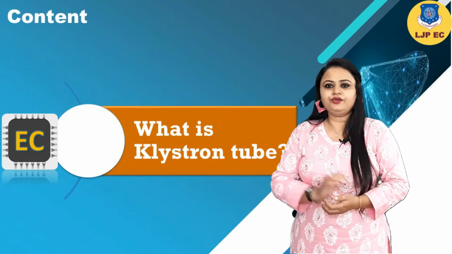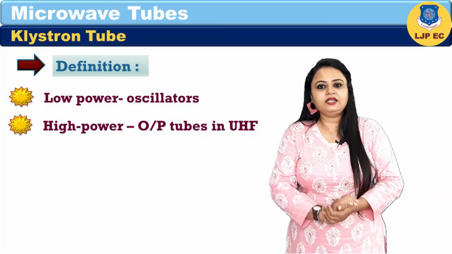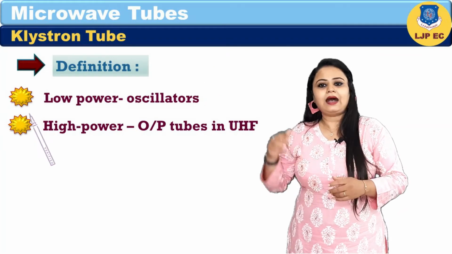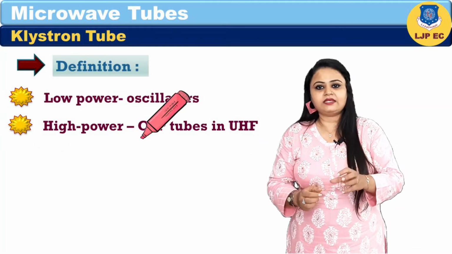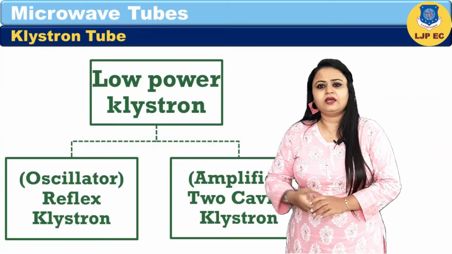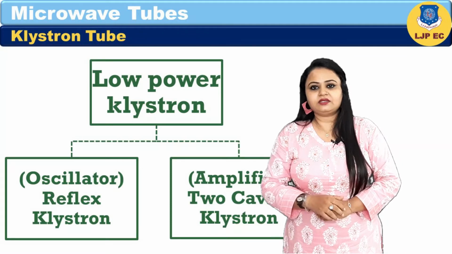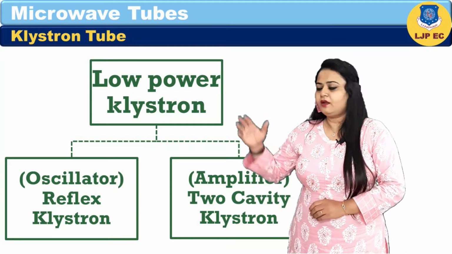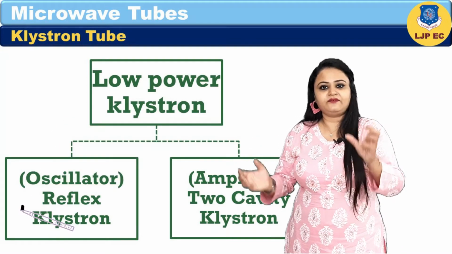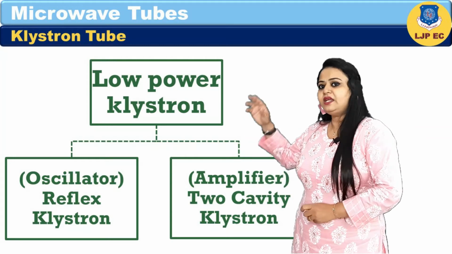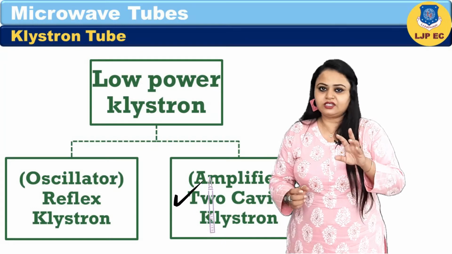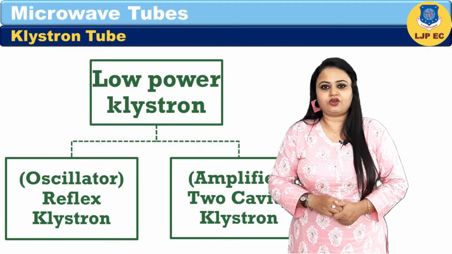Generally, low power klystrons are used as oscillators and high power klystrons are used as output tubes in the UHF frequency range. There are two configurations for low powered klystron. One is the low power microwave oscillator, known as reflex klystron, and the second is the low power microwave amplifier, which is known as two cavity klystron or multi cavity klystron.